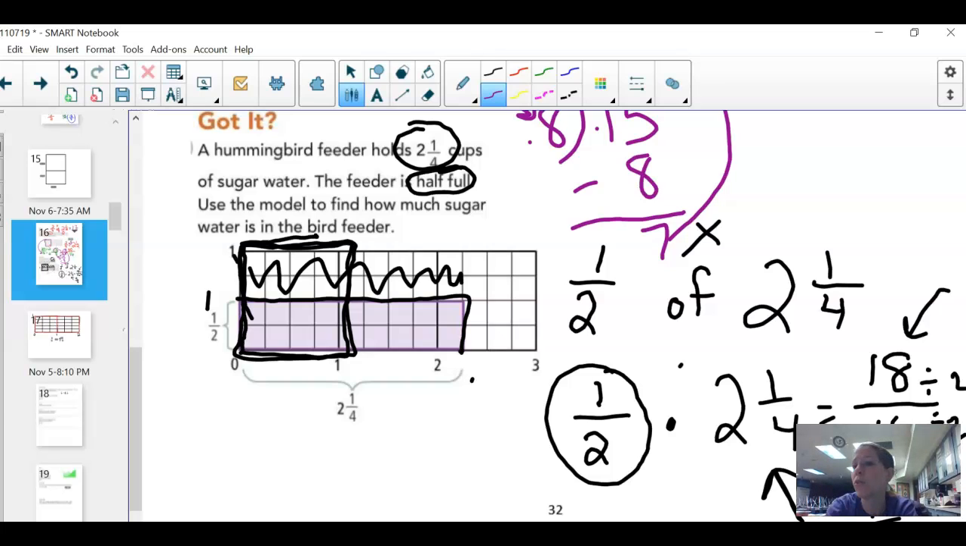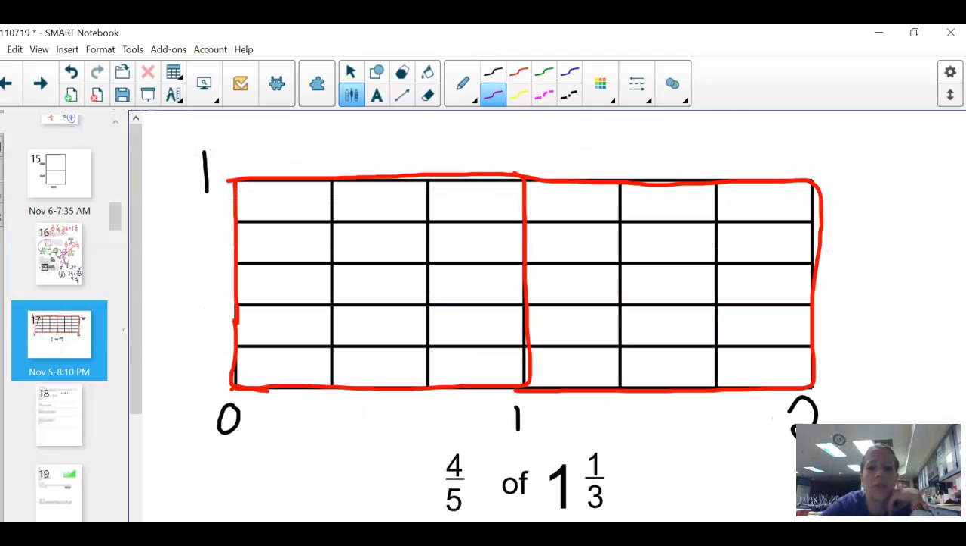I'm not going to go through this whole problem again because this one should be done in your notes. If it's not, feel free and pause the video right here. Look at my work again, how we solved it in class. So just as a quick refresher, if I'm using a model and it says 4/5 of 1 1/3, that's the same as times. I always start with the one on the right because that's my whole.